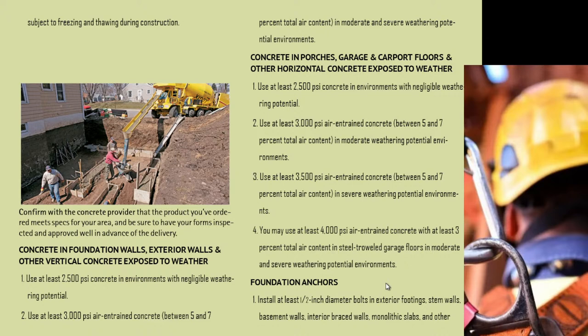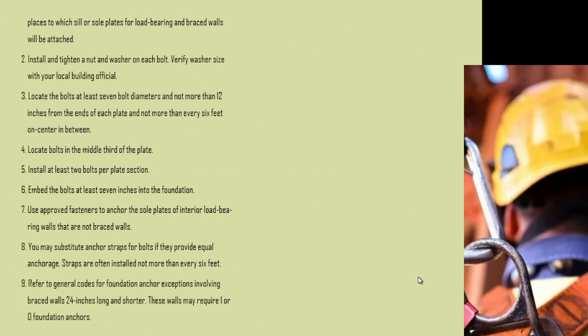Foundation anchors. Install at least 1/2 inch diameter bolts in exterior footings, stem walls, basement walls, interior brace walls, monolithic slabs, and other places where each sill or sole plate for load bearing and brace walls will be attached. So a bolt is provided. Install and tighten a nut and washer on each bolt. Verify washer size with your local building official.